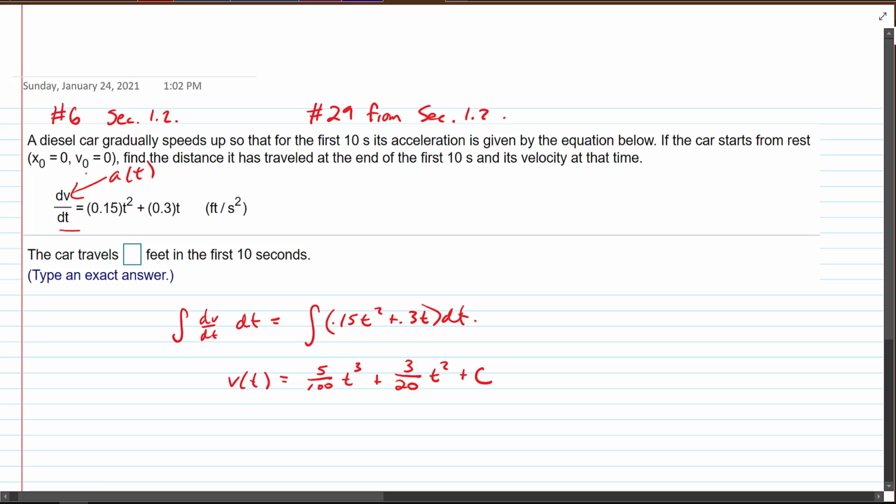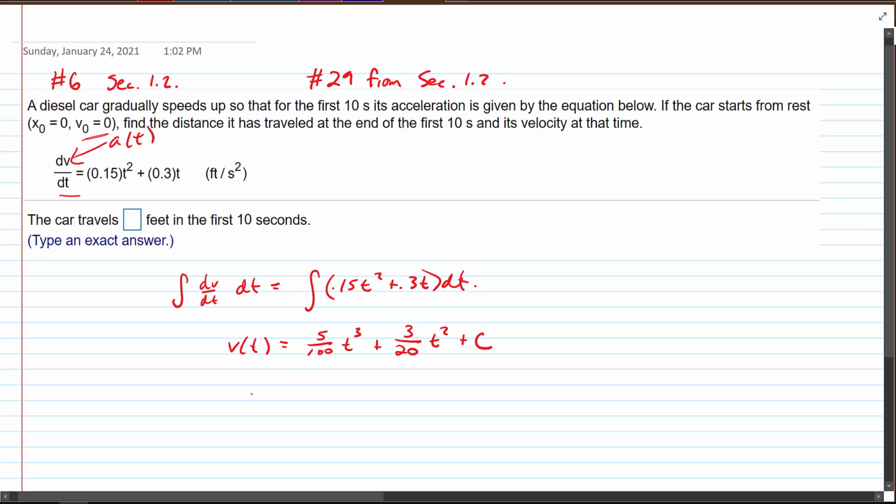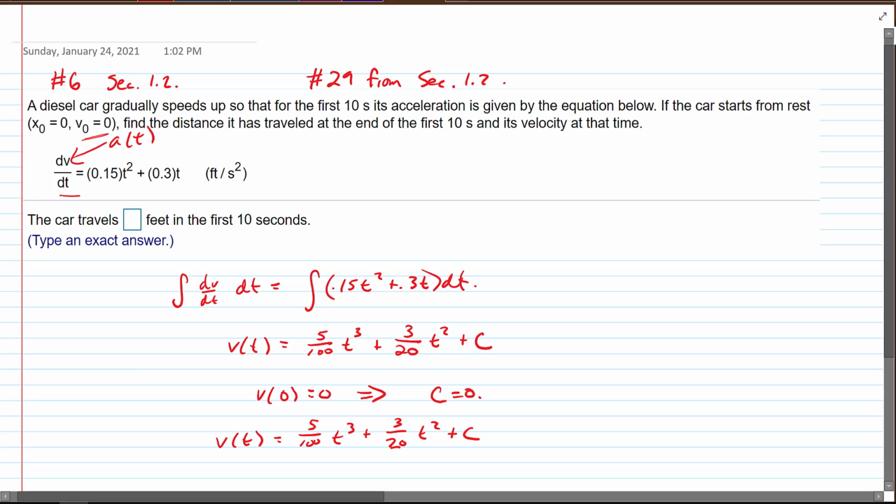So we're told that the initial velocity is 0, that is, v sub 0 needs to equal 0, and I'll let you check that, but the only way that could happen is if your constant's 0. And so we end up with v of t, our velocity function here, is 5/100ths t cubed plus 3/20 t squared plus c.